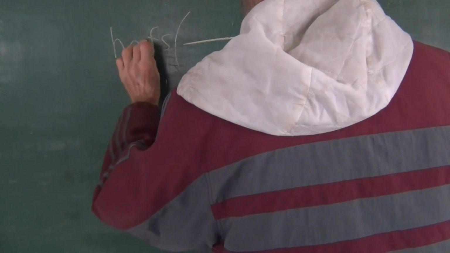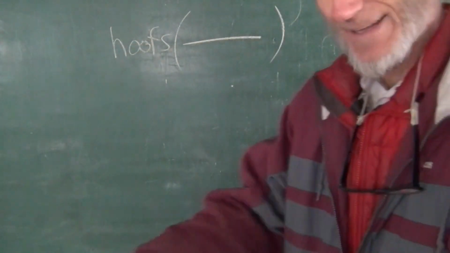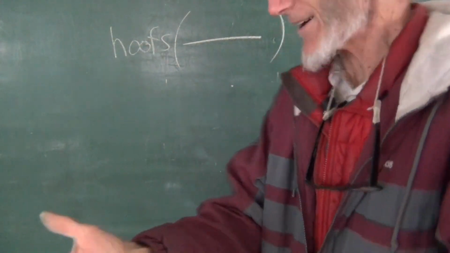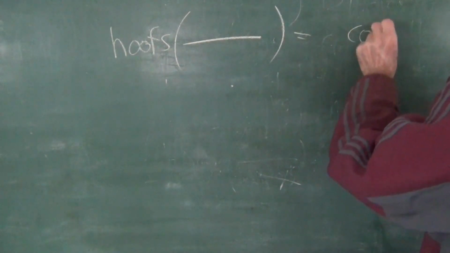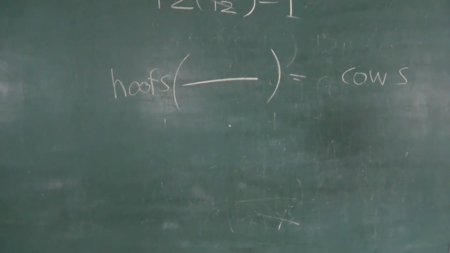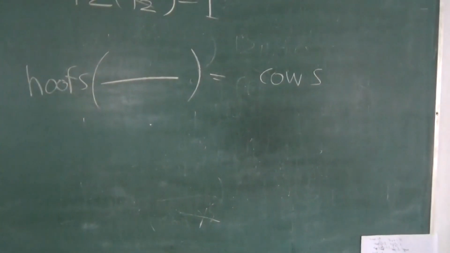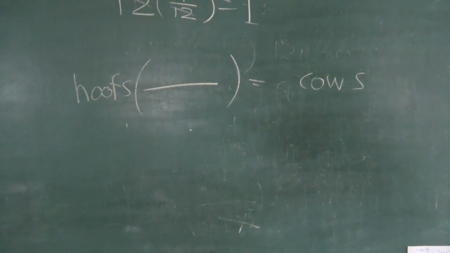You know what hoofs are, right? They're like, cows, they have hoofs that they walk on. Hoofs, yeah, okay. We want to change hoofs into cows. Now to change hoofs into cows, we need a magic fraction.